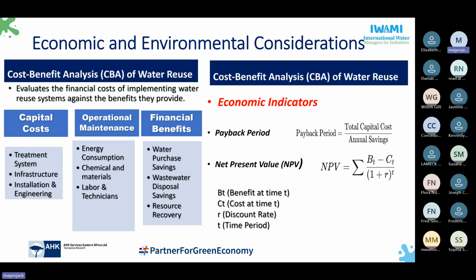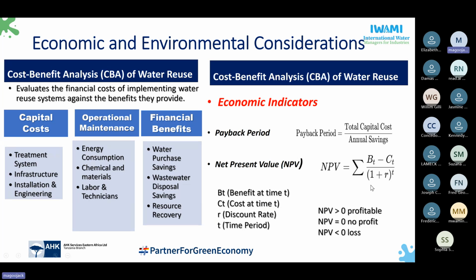The net present value, which is NPV. The NPV is calculated by taking the benefit at a time T, the benefit of you having such a system, maybe annually, minus the cost at a time T, the cost that you have incurred in running such a system, divided by 1 plus the discount rate over the time period, after how long.